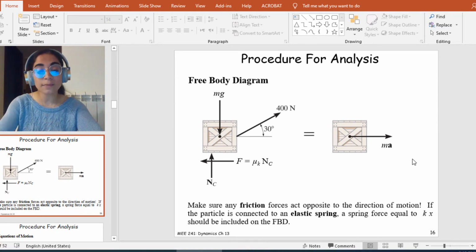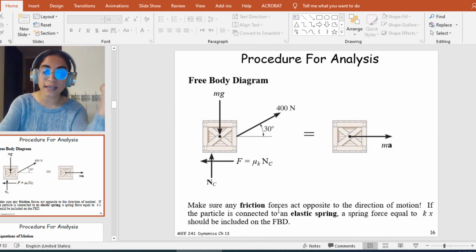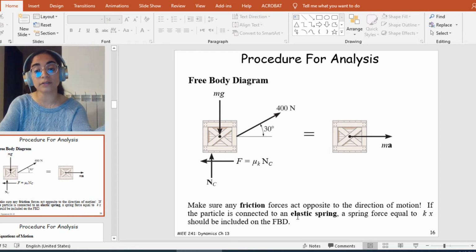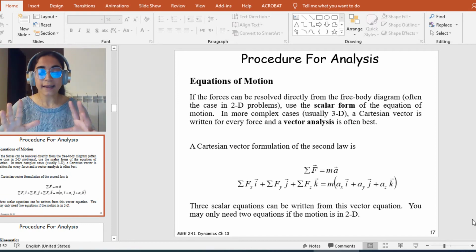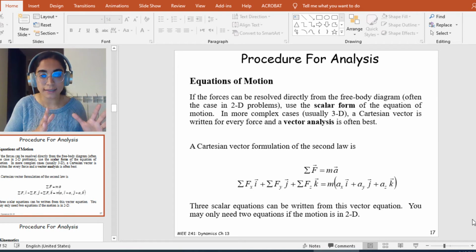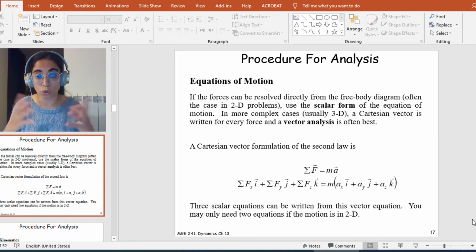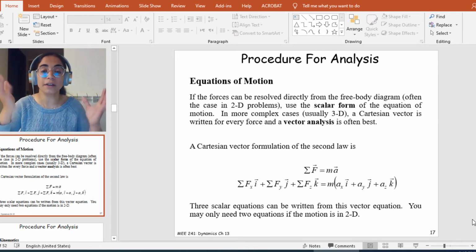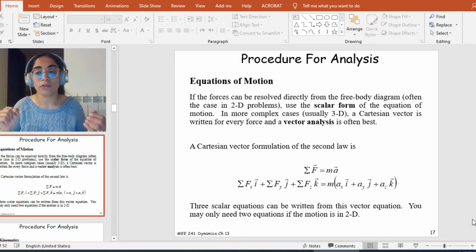So guys, make sure that any friction forces, as we said before, act opposite to the direction of motion, and if the particle is connected to an elastic spring, a spring force equal to kx, as we said before, should be included on the free body diagram. So guys, the first step is to indicate the inertial coordinate system. The second step is to show the free body diagram as well as the inertia force, F equal to ma. That should be collinear, in the same direction, the same sense as the resultant force.